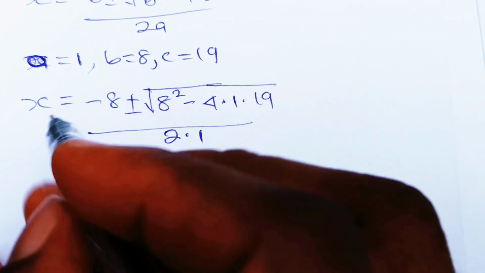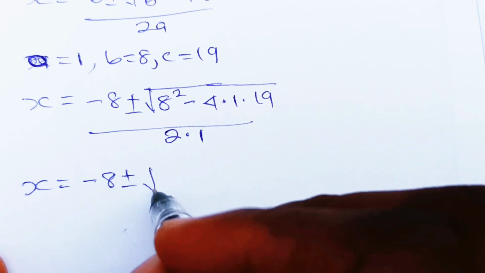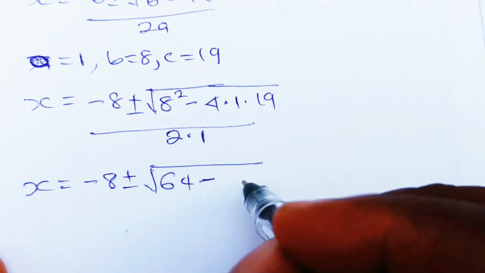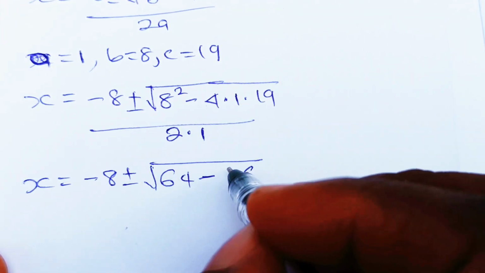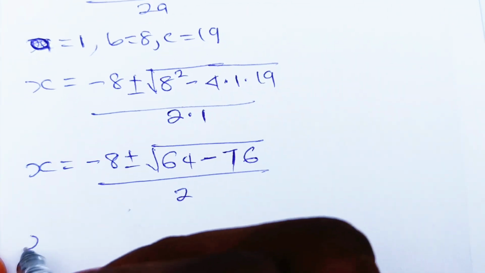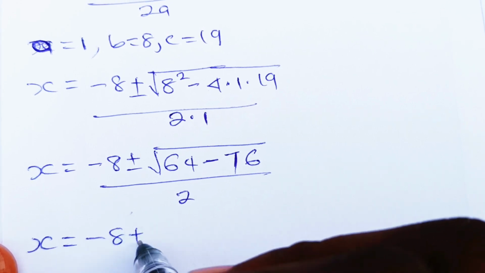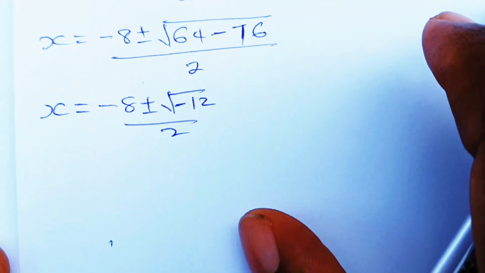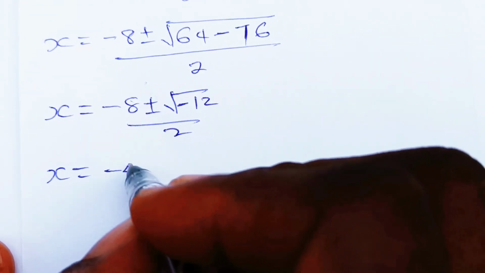All right, therefore we can see that x is equal to minus 8 plus or minus square root of 64 minus, now 4 times 19 is 76, so this is what we have, divided by 2. Okay, so x is equal to minus 8 plus or minus square root of minus 12 divided by 2.